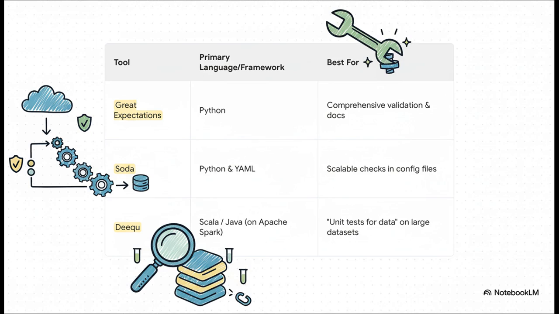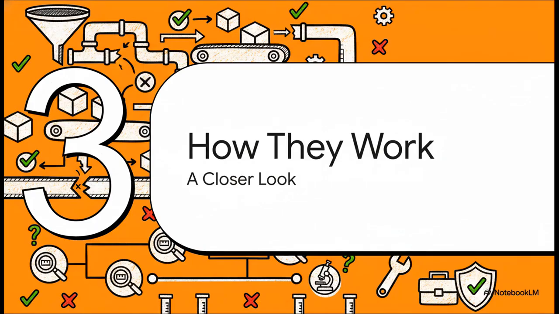Great Expectations is kind of the all-in-one for Python lovers who want deep validation and awesome documentation. Soda is all about simplicity and scale, using these easy-to-write config files. And Deequ? That's the beast for when you're dealing with truly massive data on Apache Spark. No matter what your stack looks like, one of these is probably a great fit. So let's pull back the curtain and see how these tools actually work. We're going to look at how each one approaches the problem, and yeah, we'll even check out some code.